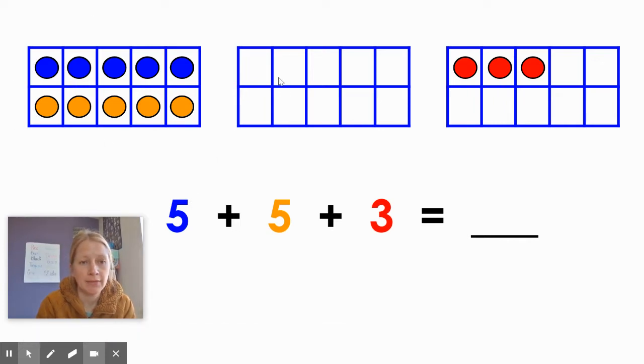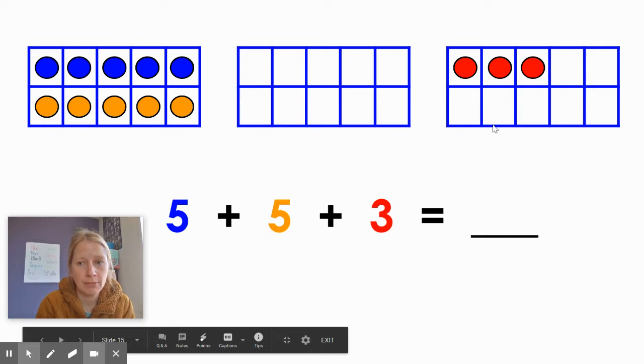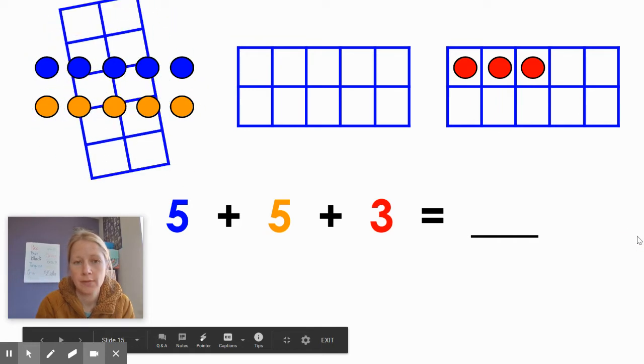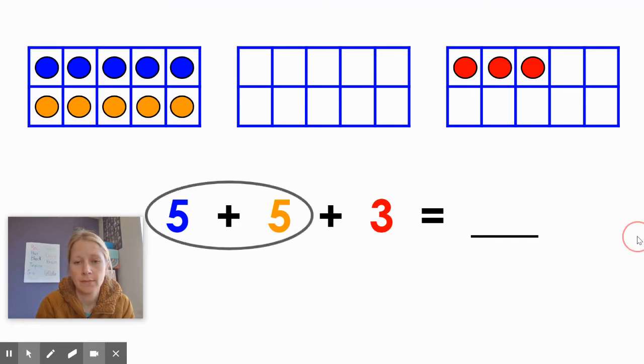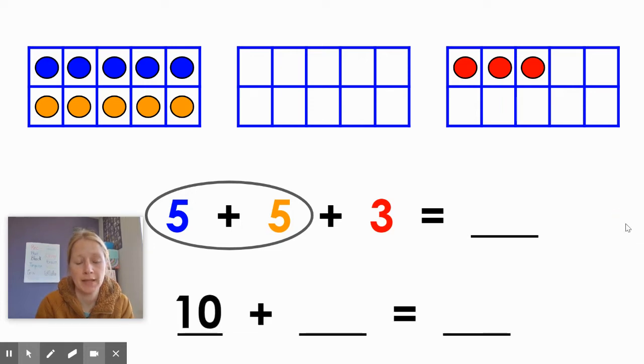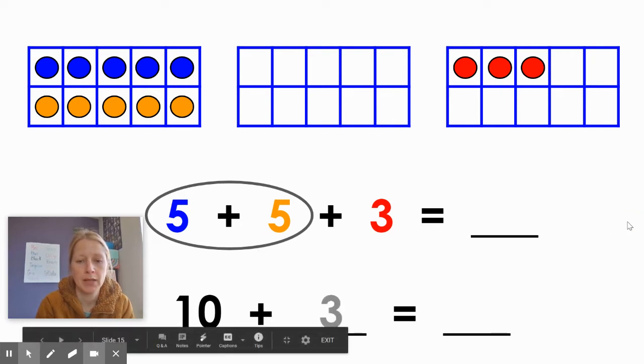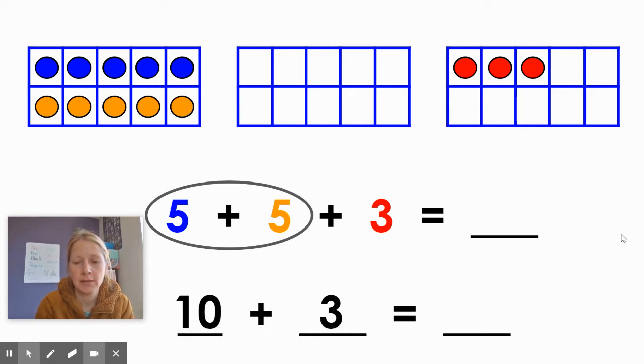So now I have taken my 5 yellow circles and I've put them with my 5 blue circles, and now I have one group of 10. So I added 5 plus 5, and now I just have 3 more. So my equation now is 10, because I added 5 plus 5, and that's 10, plus 3, right? So 10 plus 3 equals 13.